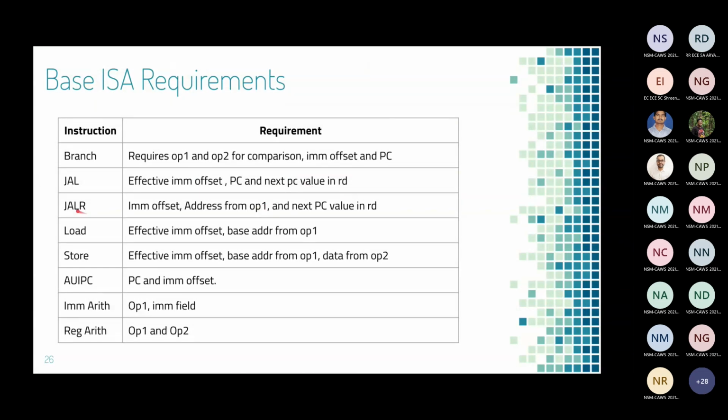Similarly, JALR, you're going to have operand 1 plus immediate offset. Load requires only operand 1 and offset. Store requires operand 1, operand 2, and the offset. AUIPC requires PC and immediate offset. Immediate operations will require only operand 1 and the immediate field, and register operations will require 2 operands, right? Operand 1, operand 2 from the register file. So these are all the sources of operands that your ALU will have to get access to so that it can perform the necessary operations.